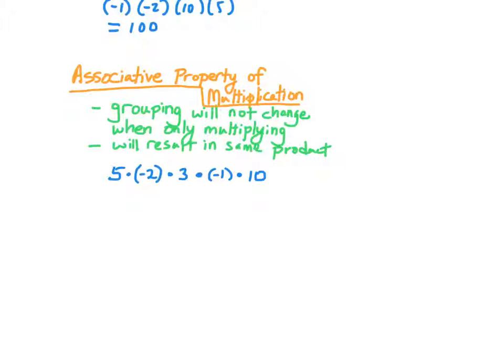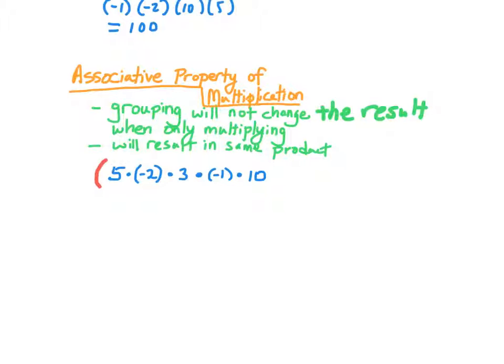The grouping will not change. Shoot, that doesn't make sense what I have there. The grouping will not change the result, I should say there, when only multiplying. Okay? I left out a couple of words there. The grouping will not change the result when only multiplying, will result in the same product. So I haven't grouped this expression yet, right? I'm going to group it now.